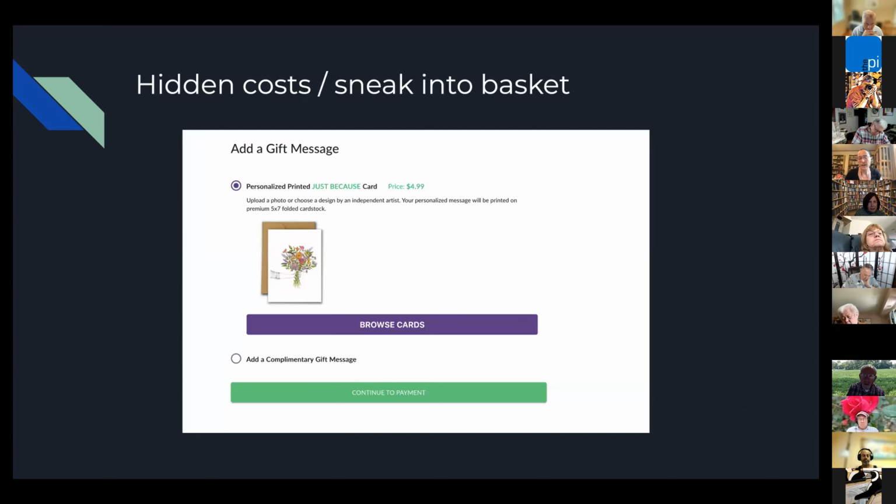When you go to check out, it will give you this little section that says add a gift message. It has pre-selected a personalized printed just because card, where the price you'll see here is $4.99. I did not choose a card. It is an automatic item that's just added to your cart if you buy anything. And if you don't want to buy the card, you'll have to click this button down below, add a complimentary gift message. But if you're just browsing through quickly, if you want to buy something and then pay for it and move on with your life, it's very easy to miss these hidden costs.